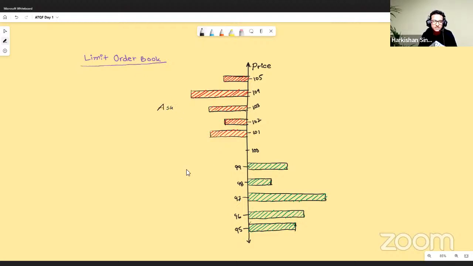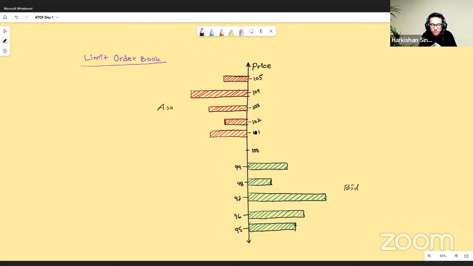Okay, so this is the ask, and this is the bid. Whatever you see in green is the bid, and this is the ask. As I've said, bids are orders showing interest to buy, and asks are orders showing interest to sell. And these are the prices.